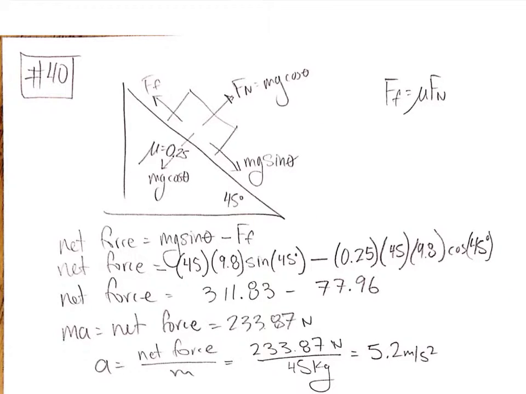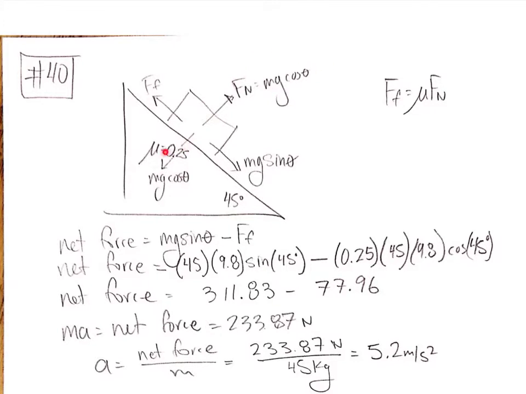Number 40 says, Stacy, who has a mass of 45 kilograms, starts down a slide that is inclined at an angle of 45 degrees, steep, with the horizontal. If the coefficient of friction between Stacy's shorts and the slide is 0.25, what is her acceleration? So, here's poor Stacy, just a box, and I have already broken her weight down into perpendicular and parallel components. If that's confusing, go back and look at that original block sliding down incline video lesson, please.